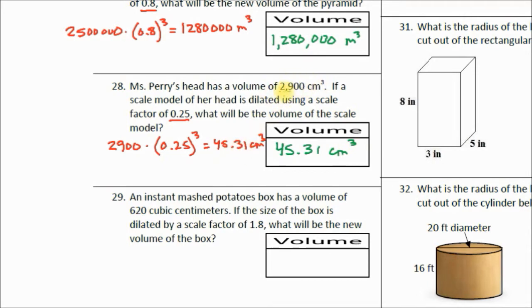You can see how much smaller the volume got. It's not 25% of 2900. It's far less than 25% of 2900 because it's reducing by scale factor cubed. All right.